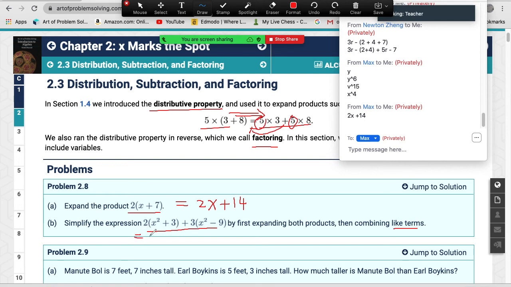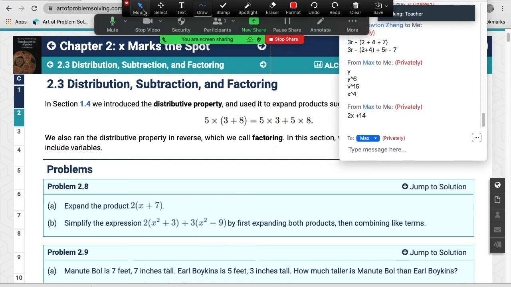So first let's expand this one. We get 2x squared plus 6, then plus 3x squared minus 27. Then like terms. See, these two terms have the same variable x, and also their order, that's 2, is the same. The only difference is the coefficients. So that means these two terms are like terms. We can merge them together. So you take x squared out, you get 5x squared. Then 6 minus 27, you get minus 21. So the correct answer for this one is this.